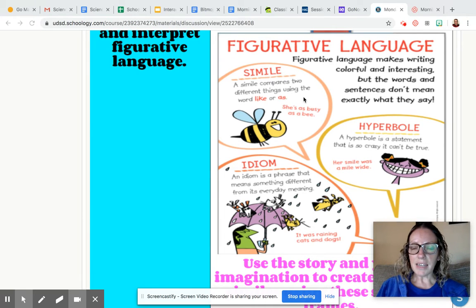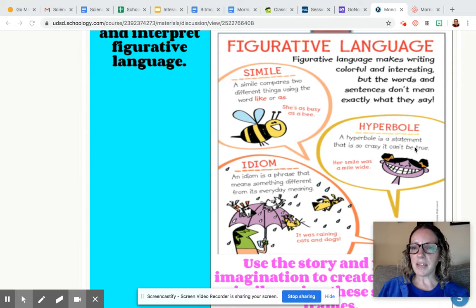These are just a few examples of figurative language. A simile compares two different things using the words like or as. An example here is, she's as busy as a bee. You know that a person is not a bee, so they're not very similar at all, but bees are busy insects and people can be busy, so a simile is comparing those two things and making them seem similar. She's as busy as a bee.